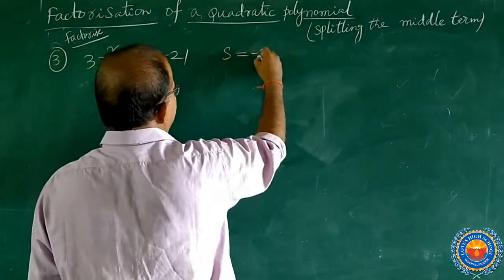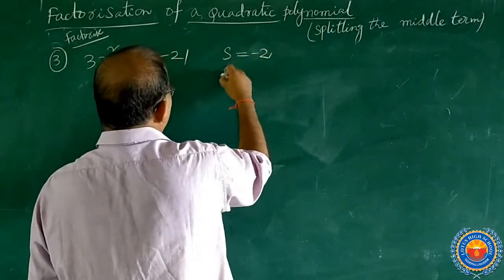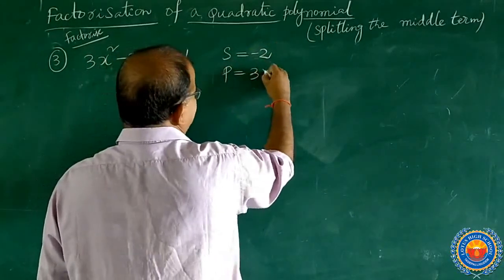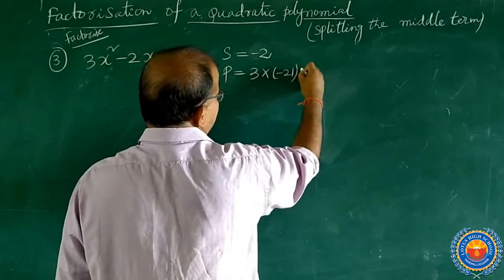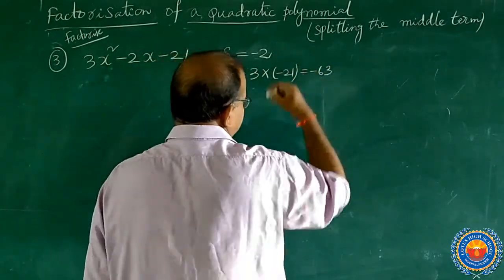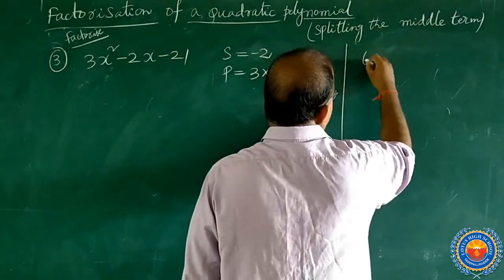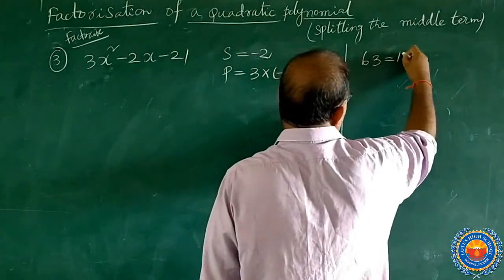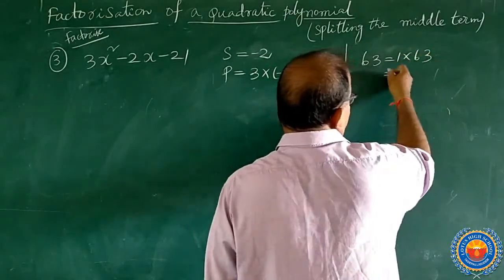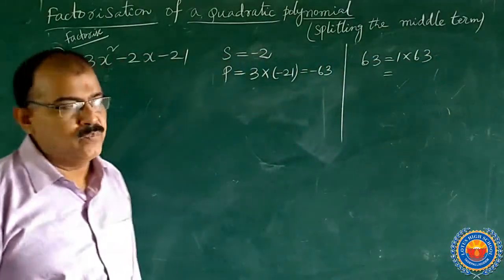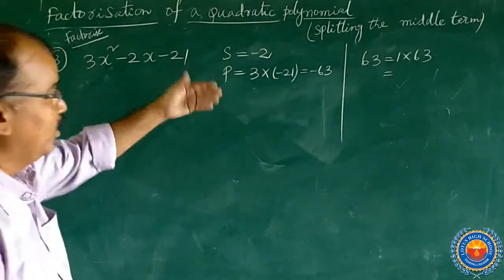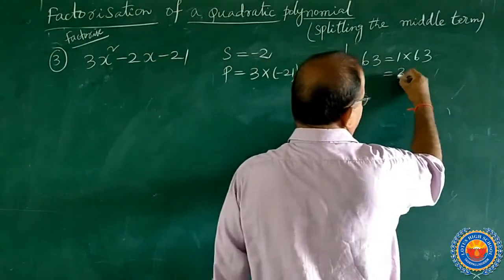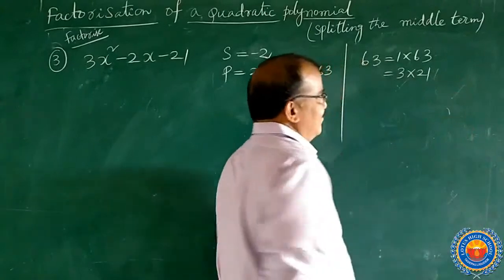Sum is equal to minus 2. Product is equal to 3 into minus 21, which is minus 63. So 63 factorization: 1 into 63. 2 won't be divisible. 3 will be divisible, 3 into 21. 4 will not be divisible.